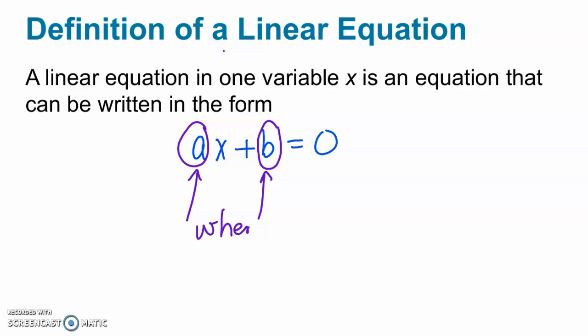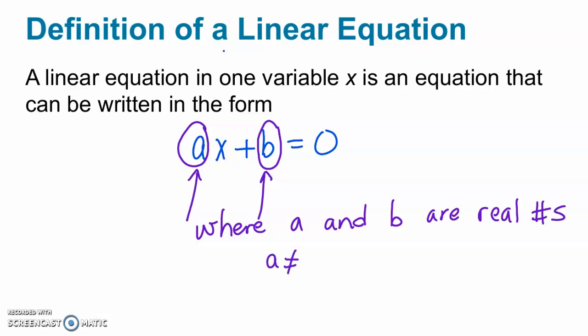So I'm going to say here where a and b are real numbers. And also we have a stipulation that a cannot be equal to 0. Because if a was equal to 0, then this term would be 0 times x, which would just be 0, and then we wouldn't have a linear equation.